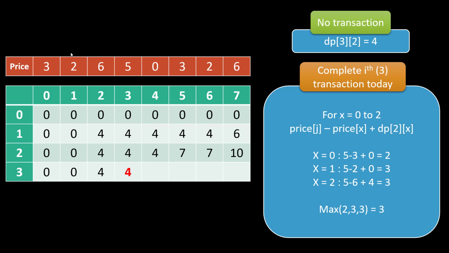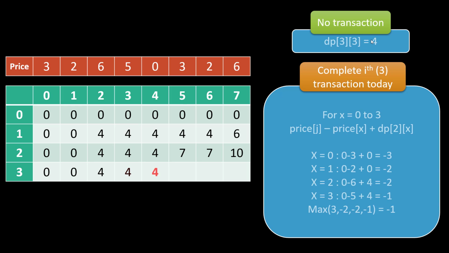Again, if we consider this, we get a profit of 5 minus 2, which is 3, plus the profit from i minus 1 transactions, which is 0, which gives me 3 for x equal to 1. If we take x equal to 2, we get a profit of 5 minus 6, which is minus 1, plus the 4 units of profit from the previous 2 transactions, which gives me 3. So what I am going to consider is the maximum of all these values, which is going to be 4 itself. Moving ahead and doing the same, we get the profit as 4.